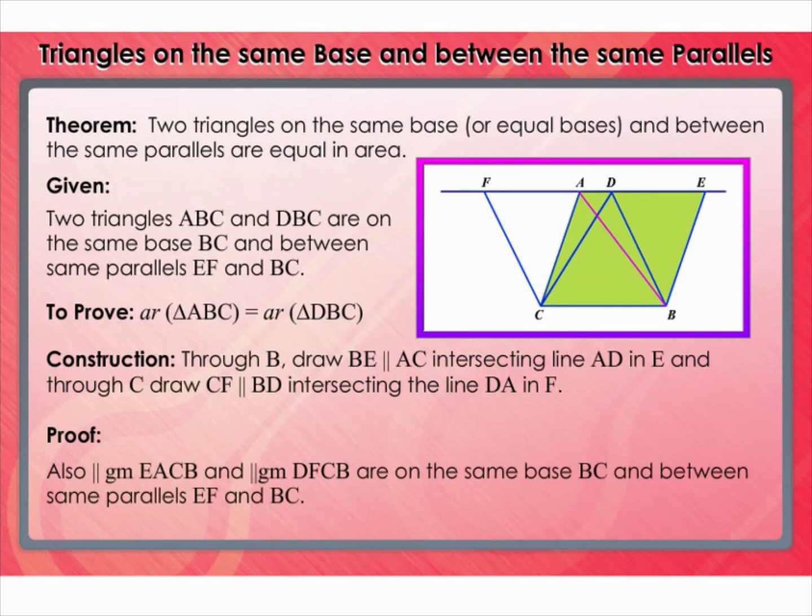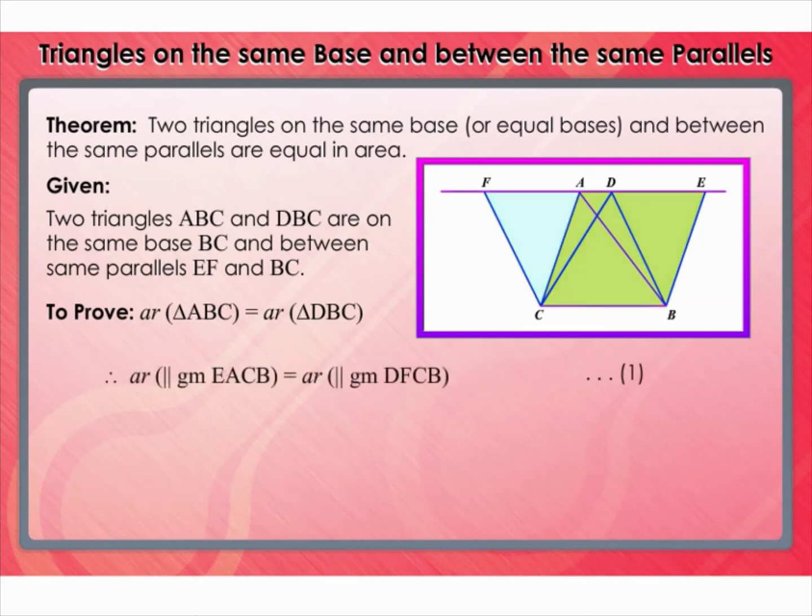Also, parallelogram EACB and parallelogram DFCB are on the same base BC and between the same parallels EF and BC. Therefore, area of parallelogram EACB is equal to area of parallelogram DFCB. Denote this as equation 1.